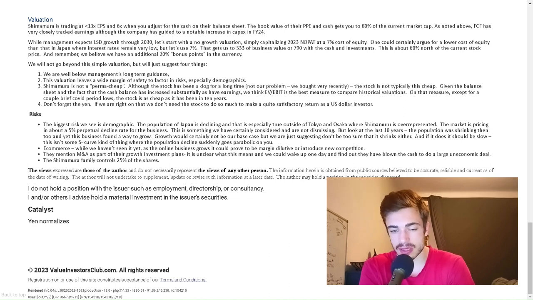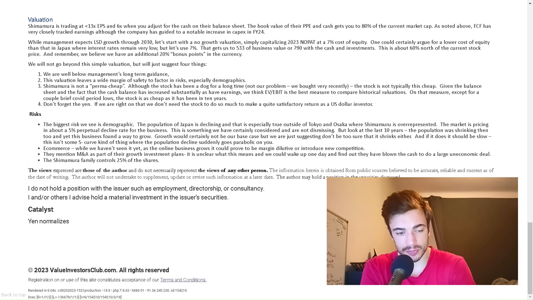But look at the last 10 years. The population was shrinking then too, and yet this business found a way to grow. Growth would certainly not be our base case, but we are just suggesting don't be too sure that it shrinks either. And if it does, it should be slow. This isn't some S-curve kind of thing where the population decline suddenly goes parabolic on you.